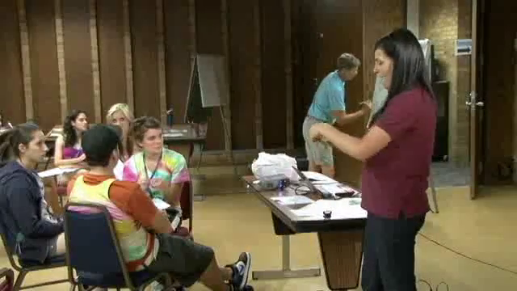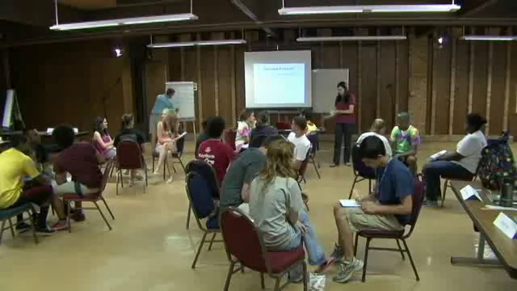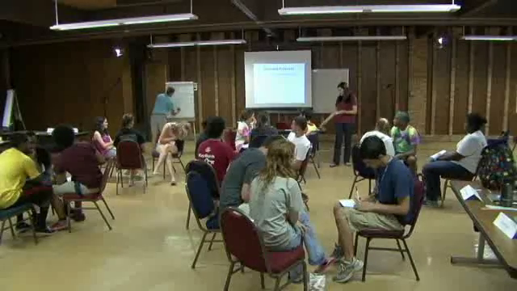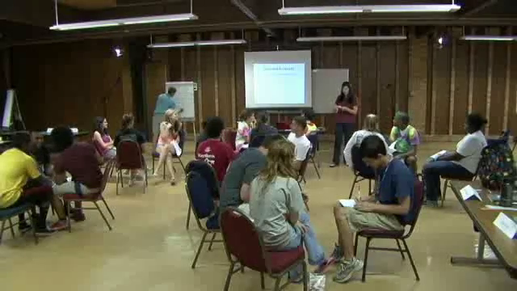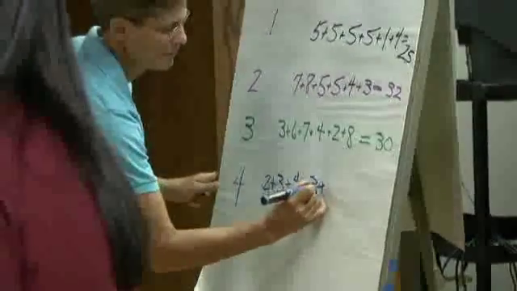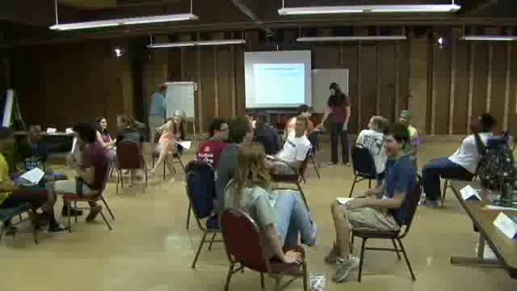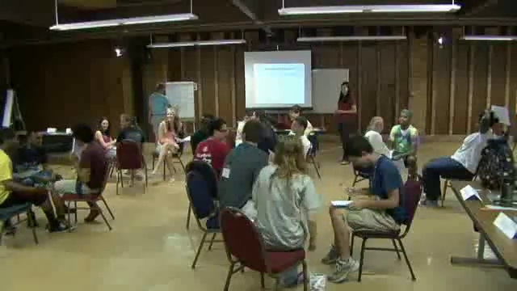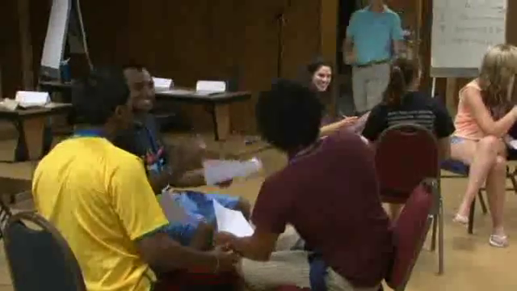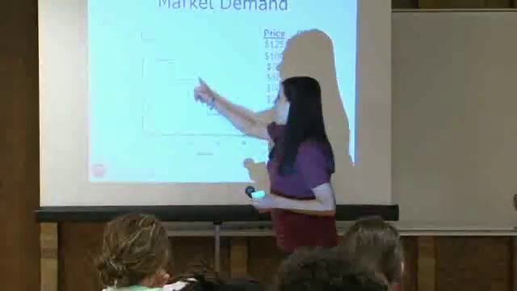From market supply, we have 2 plus 3, plus 4, plus 3, plus 2, plus 7, for a total of 21. Okay, here's our market demand. At 21, our market price is $50.